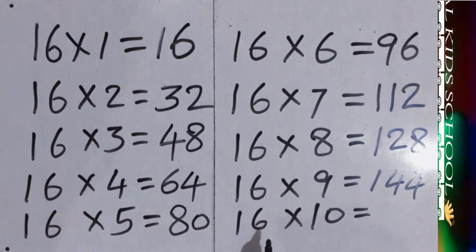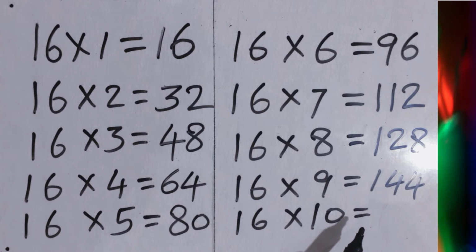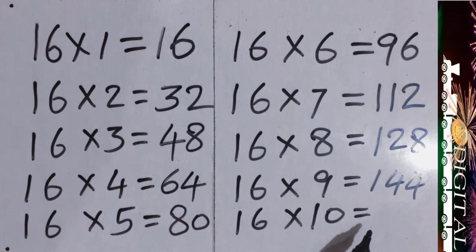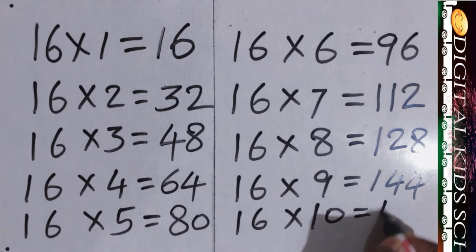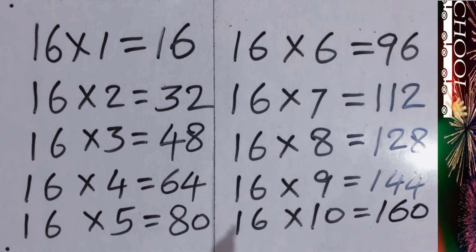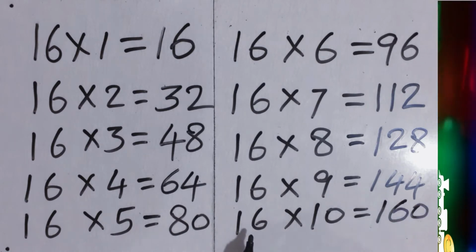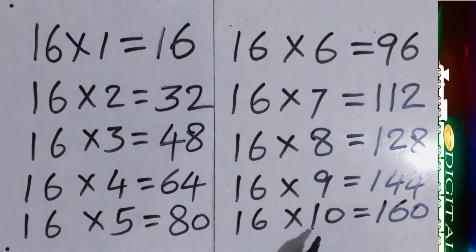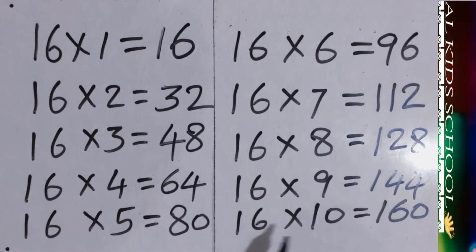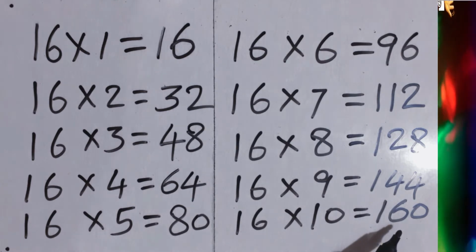Now tell me the answer. What is the answer? 16 into 10 is equal to 160. Write the answer here. 16 10 is 160. 16 multiplied by 10 is equal to 160. 10 times 16 is 160.